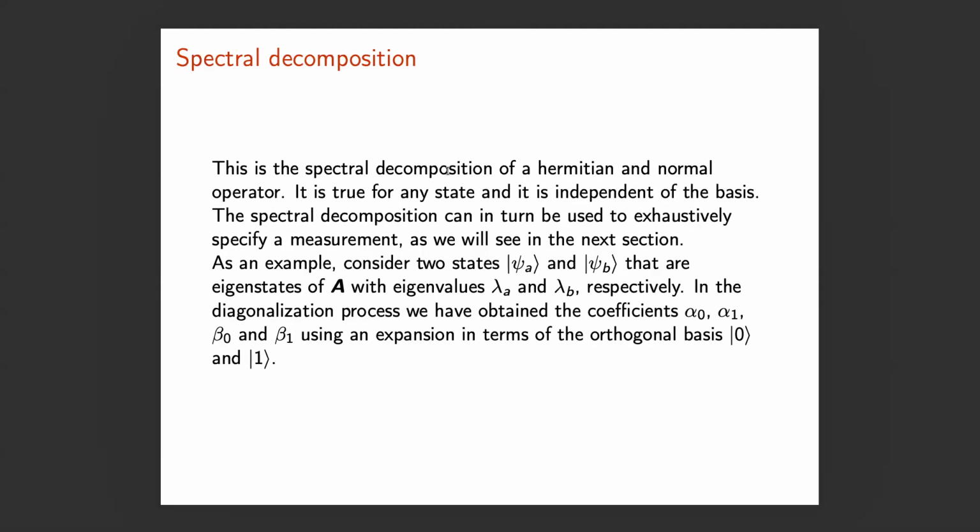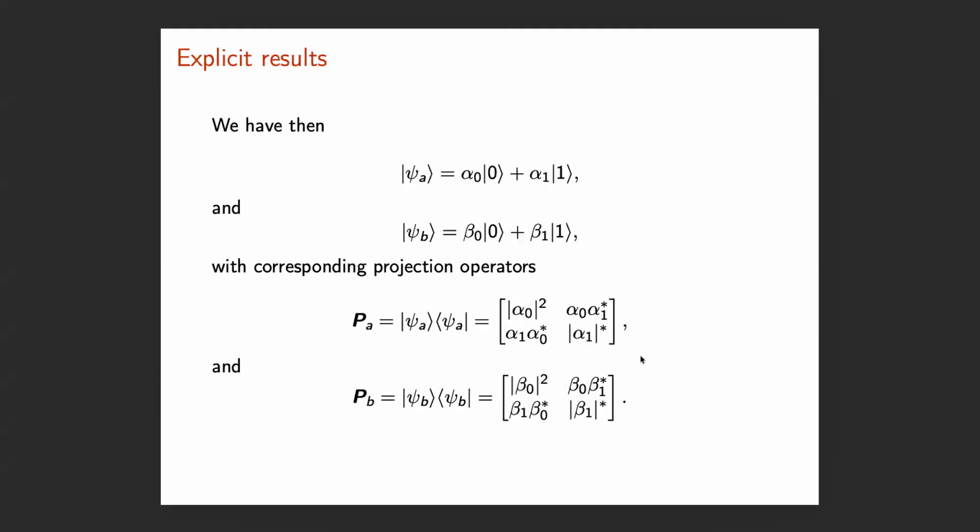So this is a spectral decomposition. It is true for any state, and it is independent of the basis. And the spectral decomposition can in turn be used to specify a measurement, as we will see pretty soon. If you consider two states, respectively, in the diagonalization process, you have obtained the coefficients alpha 0 and alpha 1, and beta 0 and beta 1. And then you can use an expansion in terms of the orthogonal basis |0> and |1>.